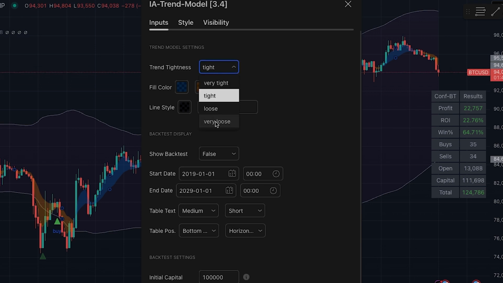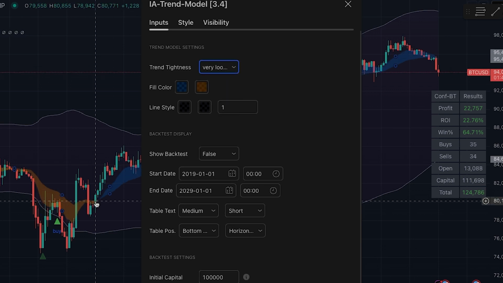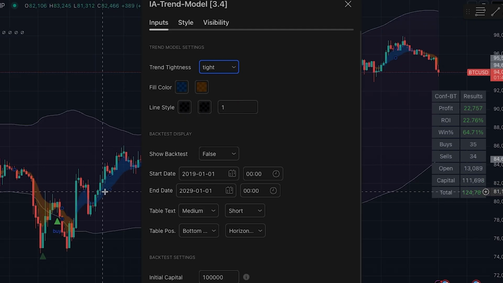You can also change the trend tightness here, and you can see how that impacts the trend cloud, but I like sticking with the default because it gives me nice back tests on a lot of these candles.